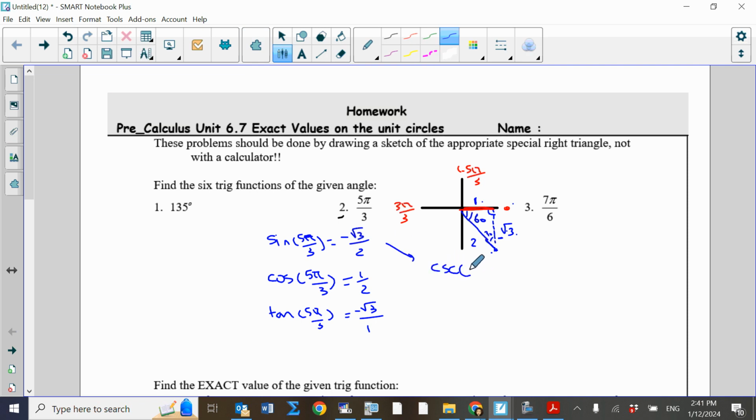Cosecant is the reciprocal of sine, so that's going to be 2 over negative root 3. Secant is the reciprocal of cosine. That means hypotenuse over adjacent, or the reciprocal of this, 2 over 1, which is just 2. And cotangent is the reciprocal of tangent, so that's 1 over negative root 3.